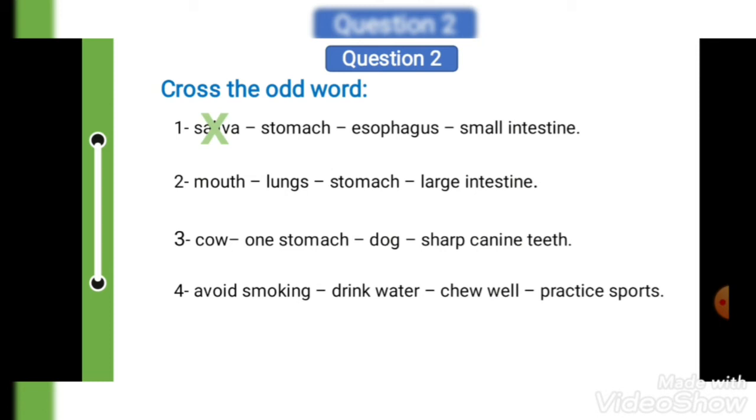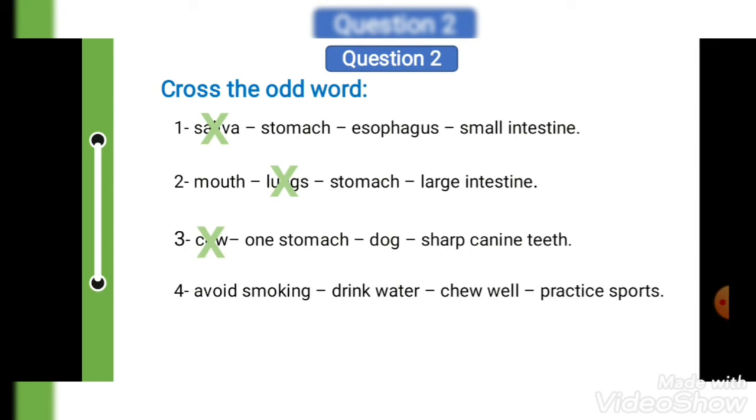Question 2. Mouth, lung, stomach, large intestine. Mouth the digestive, lung the respiratory, stomach the digestive, large intestine the digestive. So my odd word is lungs. Number 3. Cow, one stomach, dog, sharp canine teeth. The dog has sharp canine teeth and has one stomach, so the odd word is the cow.